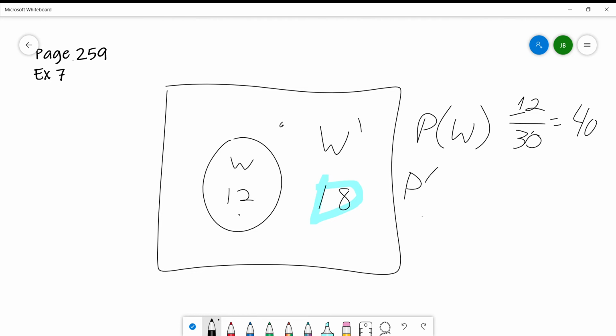The probability of the complement of W equals, there should be equal signs right there. I'm running out of space, let me move it over.